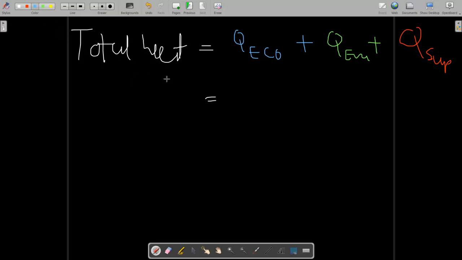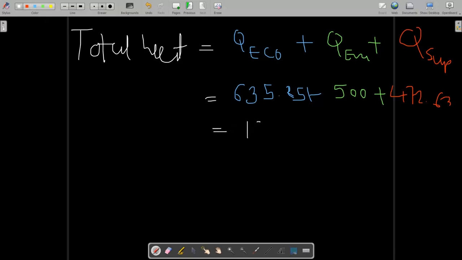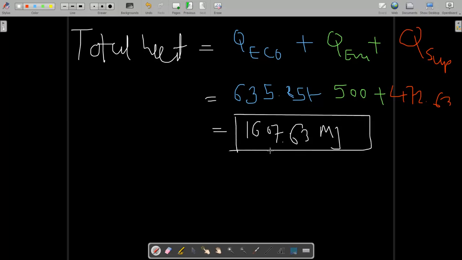It is equal to how much heat is supplied in the economizer, that is 635.25 megajoule, plus in the evaporator it is 500 megajoule, plus in the superheater it is 472.63 megajoule. When you add all this up, you will find 1607.63 megajoule. Okay, 1607.63 is the total amount of heat. Now just divide each heat by the total heat, and you will find the percentage.